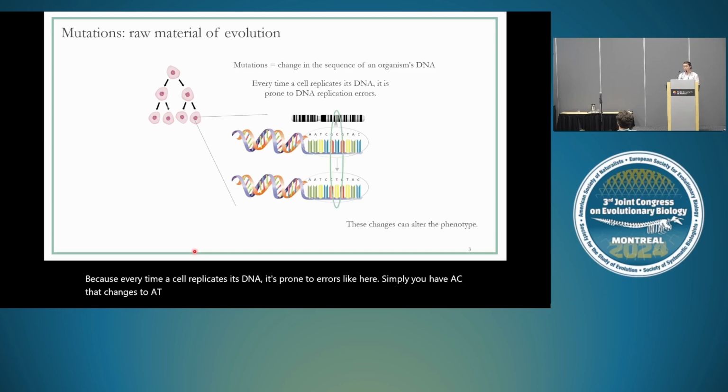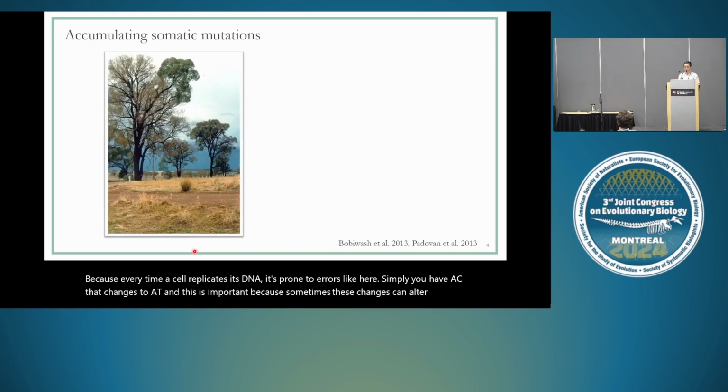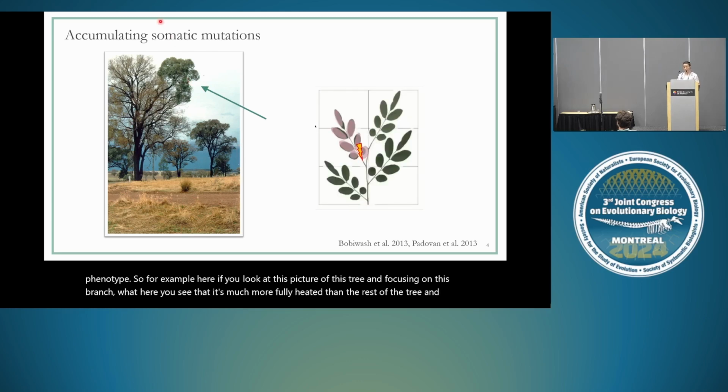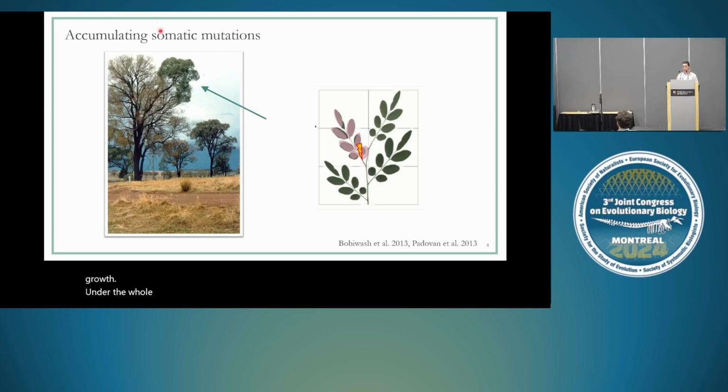And this is important because sometimes these changes can alter the phenotype. So for example, if you look at this picture of this tree and focus on this branch right here, you see that it's much more foliated than the rest of the tree. And this is because there was a single mutation that occurred at the beginning of the branch growth that rendered the whole branch resistant to defoliation by beetles.